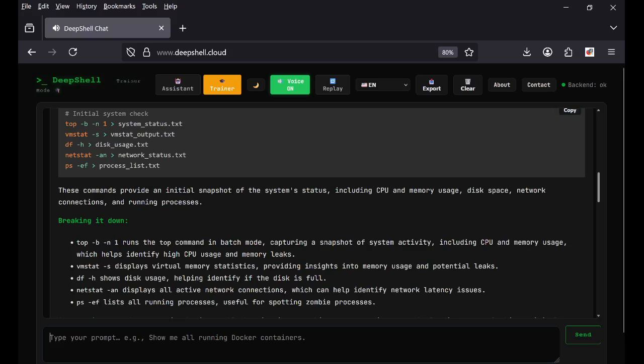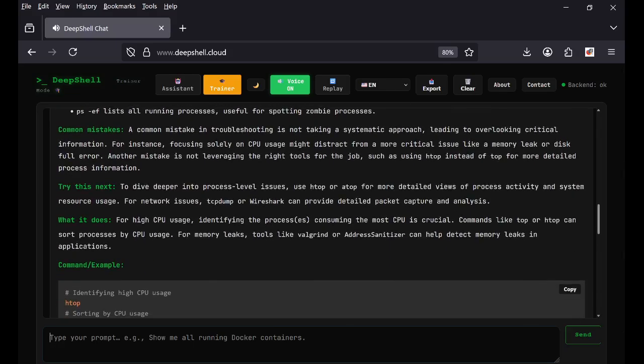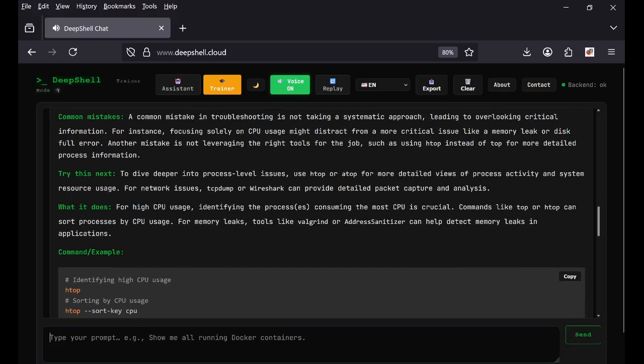Common mistakes. A common mistake in troubleshooting is not taking a systematic approach, leading to overlooking critical information. For instance, focusing solely on CPU usage might distract from a more critical issue like a memory leak or disk full error. Another mistake is not leveraging the right tools for the job, such as using top instead of htop for more detailed process information.